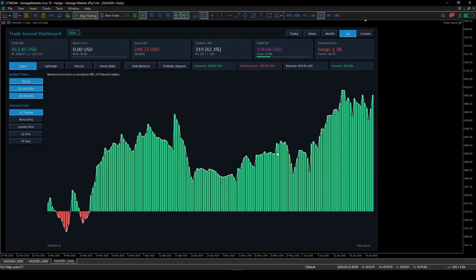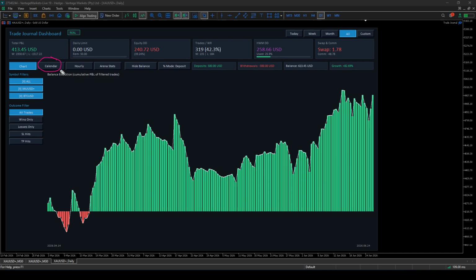All right, so that's the default when you open this dashboard. Let me go to the calendar tab. That's the main tab where everything is happening. One thing you can see in here: if your account is real, it's going to display real. If it's demo, it's going to display demo. Very simple as that.